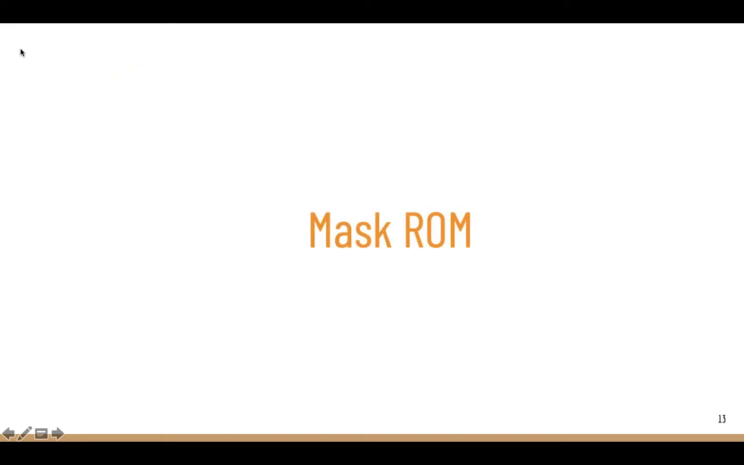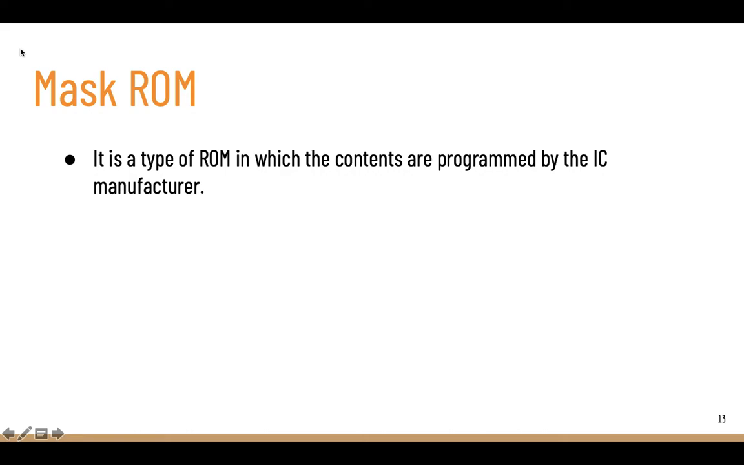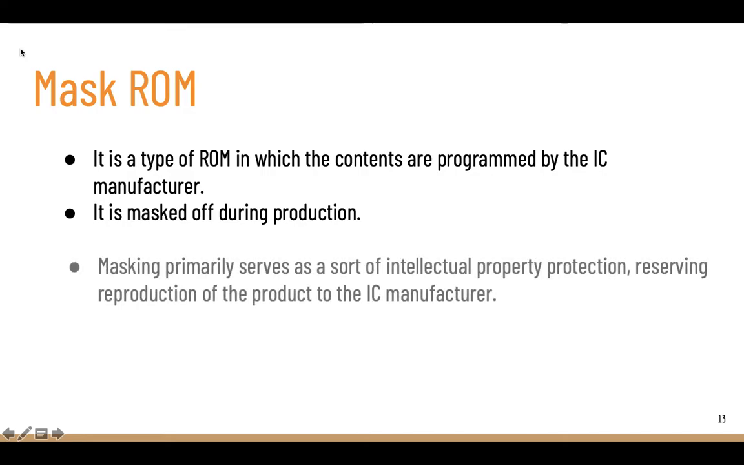Let's go to the last type of ROM, which is the mask ROM. What is it? It is a type of ROM in which the contents are programmed by the IC manufacturer. Now, whoever makes the ROM, they will program the contents of mask ROM. It is masked off during production. Masked off during production means how the programming is done, you cannot see it. This is done in order to protect the integrity and the privacy of the hardware manufacturer.